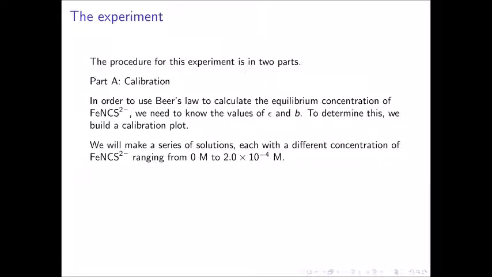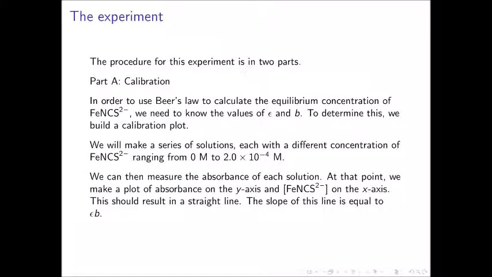We will be making a series of solutions, each with a different concentration of the ferric thiocyanate complex, ranging from 0 molar up to 2.0 times 10 to the negative 4 molar. We can then measure the absorbance of each solution using the spectrophotometer. At that point, we make a plot of the absorbance on the y-axis and the complex concentration on the x-axis. This should result in a straight line. The slope of this line is equal to the product of epsilon times b.